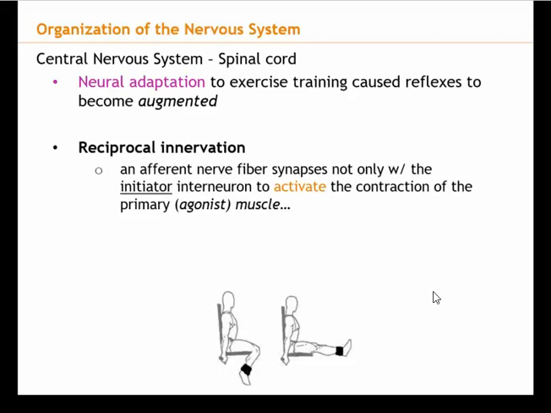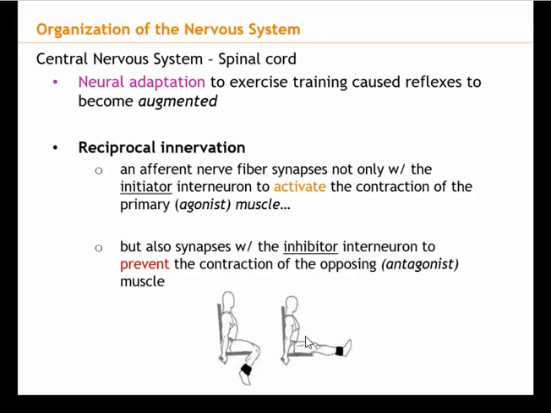So reciprocal innervation, what is this? It's basically what we just discussed on the last slide. When we have an afferent sensory nerve fiber synapse with the initiator neuron to activate and contract the agonist, just like when we do a leg extension, the target muscle is the quadricep. We're doing a knee extension, we're kicking out our feet, the quad is contracting. That's the agonist muscle. We want to activate it.